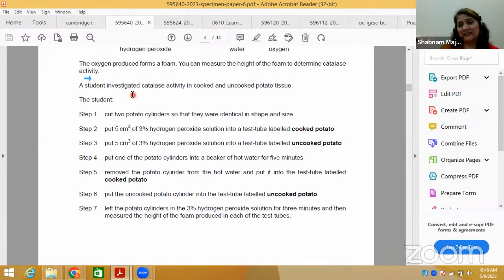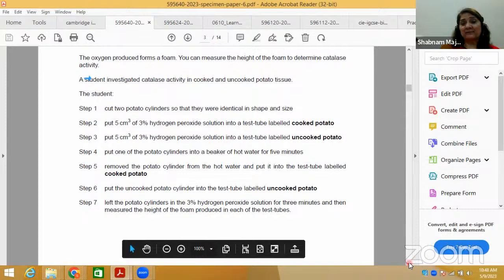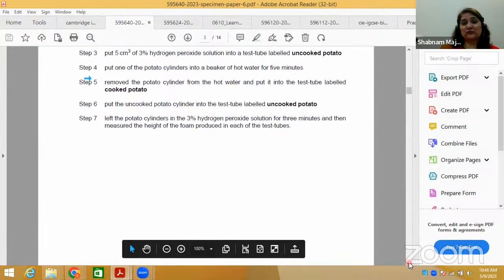So I'm going fast. Student investigated catalase activity. Step one, take two potato cylinders identical in shape, size, 5 cm³ of 3% hydrogen peroxide. Isko underline karo ke 3% hydrogen peroxide test tube labeled cooked. Cooked jo hai labeled hai, but 3% labeled nahi. Aap label kar lo. Phir 3% jo hai uncooked hai. Phir put one. To ye sare steps ko label karo. Uske after labeling, aap next pe aa jate. Theek hai? So you need to sub label it.